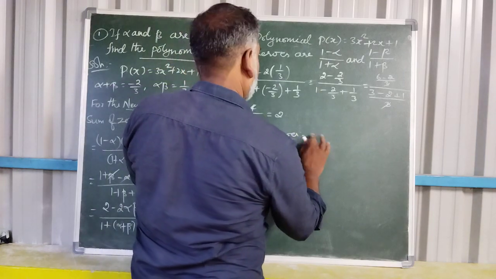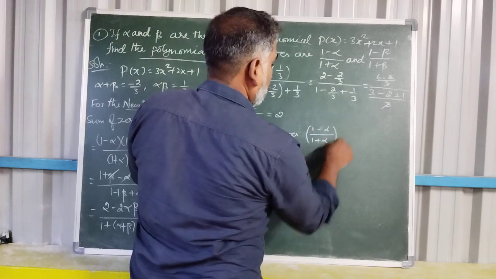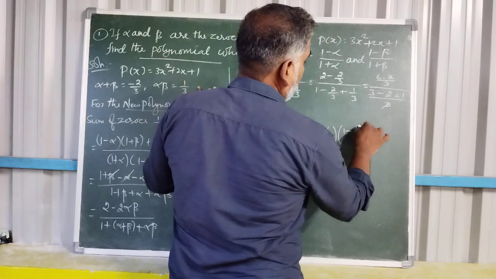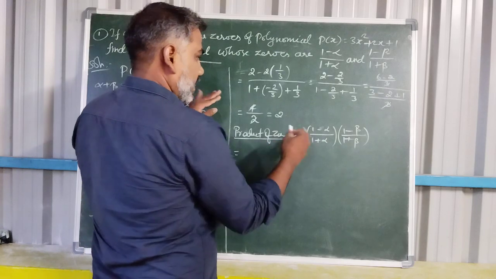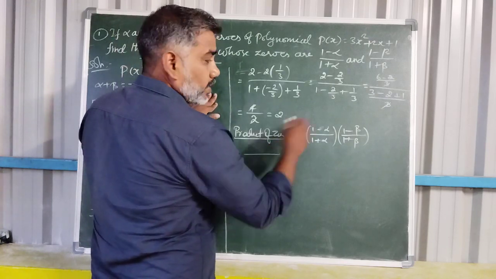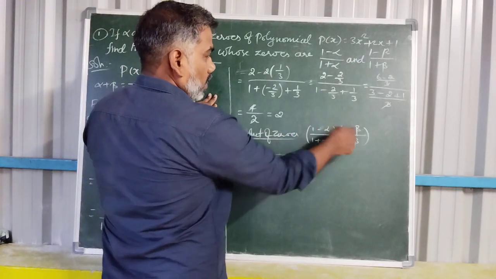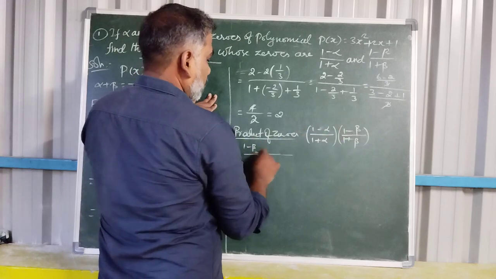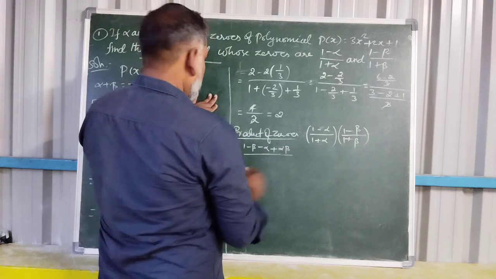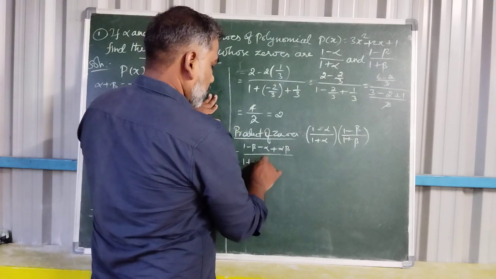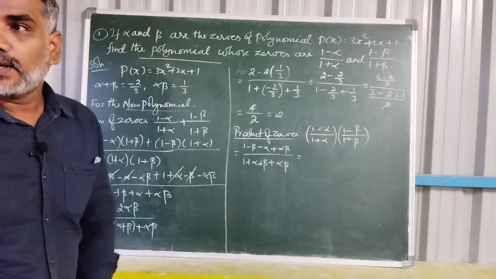Product of zeros is what? 1 minus alpha by 1 plus alpha into 1 minus beta divided by 1 plus beta. You just multiply directly, we can multiply it, right? Numerator to numerator, denominator to denominator. 1 into 1, 1. 1 into minus beta, minus beta. Minus alpha into 1, minus alpha, minus into minus, plus alpha beta. The denominator we already multiplied, so it will become 1 plus alpha plus beta plus alpha beta. Clear?